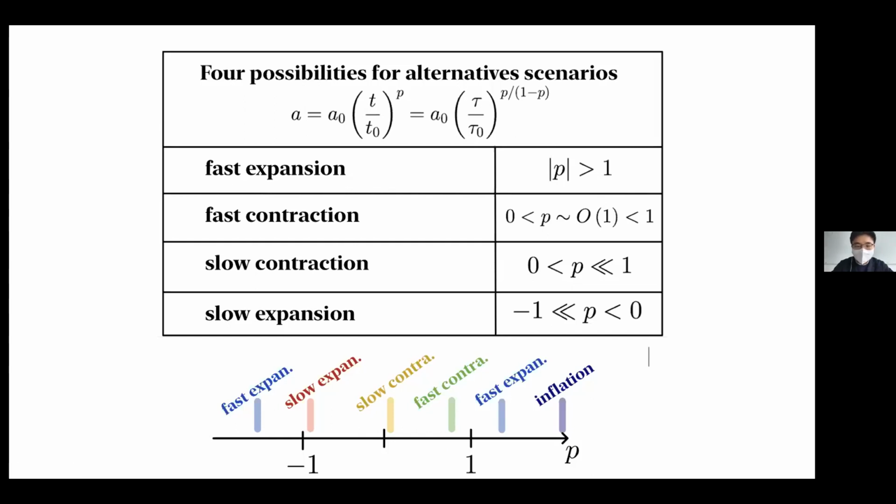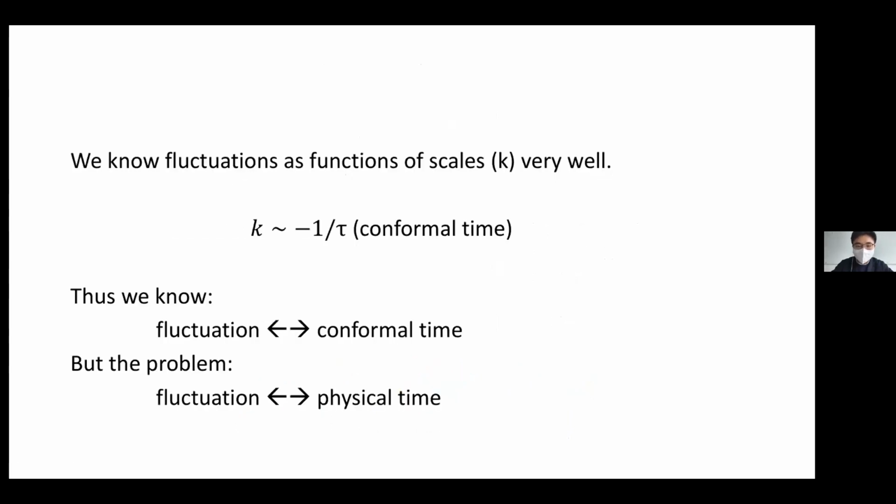So far, we have been extremely precise in some of the observations, like the size of the fluctuations. So we measure at different k corresponding to the horizon crossing time, which is conformal time. So we know the relation between the fluctuation and the conformal time. But the problem is we don't know the relation between the fluctuation and physical time. So it is difficult to know the evolution history of the universe.